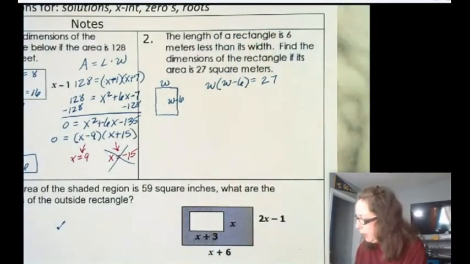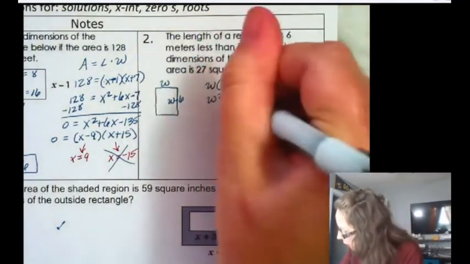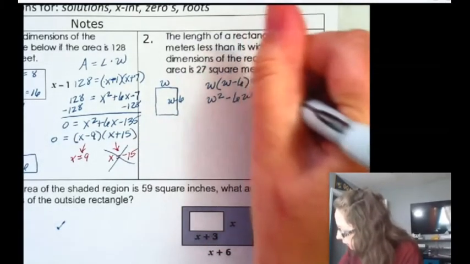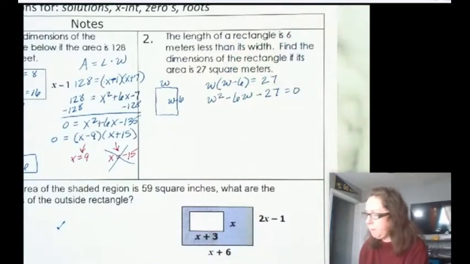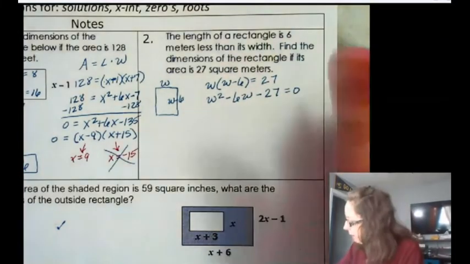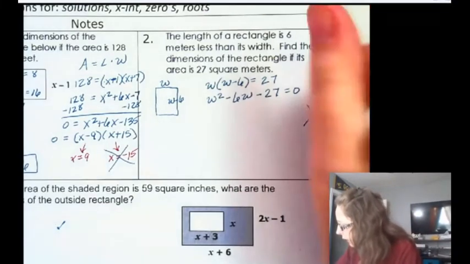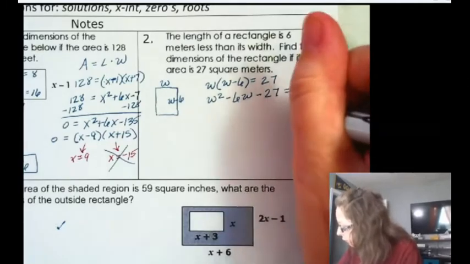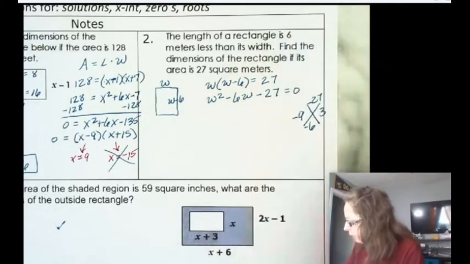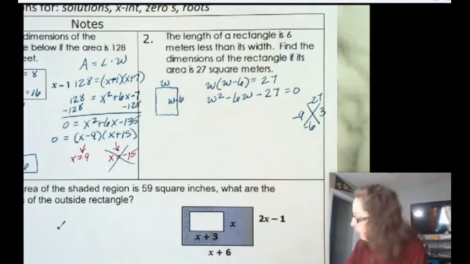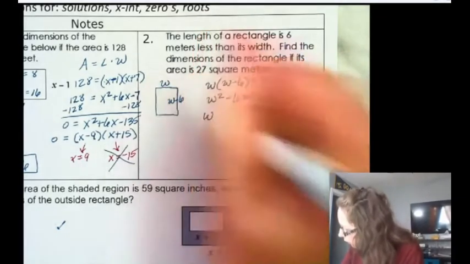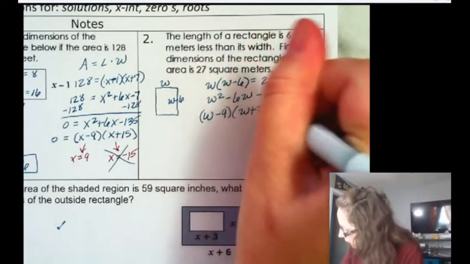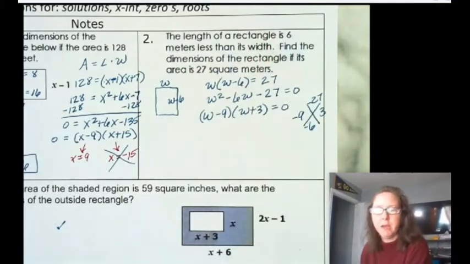Now we're ready to multiply this out. W squared minus 6W. And then I'm going to subtract the 27 so I can set this equal to 0. And now I'm ready to factor this. So if you want to do your X puzzle, 27 and 6. I'm thinking 9 times 3, but the 9 needs to be negative to get to this negative 6. So here are my factors. W minus 9, W plus 3, and of course they still equal 0. So those are my factors.